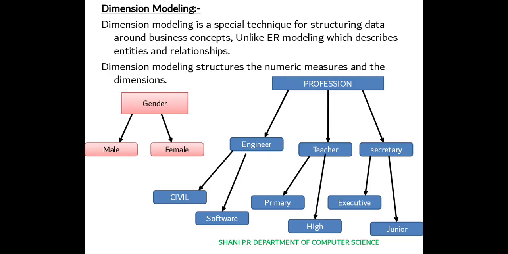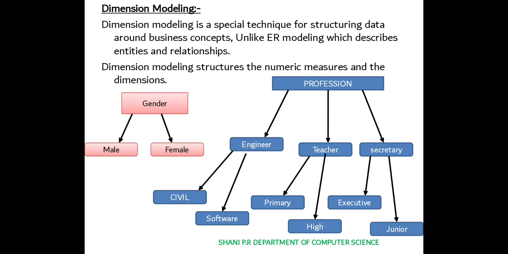Next is an important one, dimension modeling. Dimension modeling is a special technique for structuring the data around business concepts. Compare it with entity relationship modeling, which describes the entities and relationships. If you don't know what an entity relationship diagram is, please look into my DBMS notes. Dimensional modeling structures the numeric measures and the dimensions. So you can see how the structure is represented.